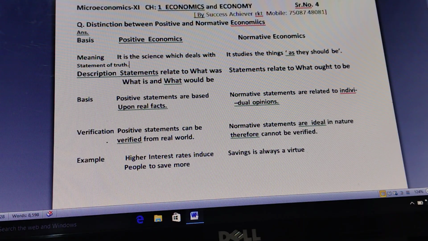Example: higher interest rates induce people to save more. If the banking system or any other investment system is providing a higher rate of interest, naturally more and more people will invest money there. But saying saving is always a virtue is different. No doubt saving is good and good for an individual's prosperity. But if we are earning a handsome amount of money but spending very little, that is normative economics. So these are some of the reasons, in brief, behind normative economics and positive economics.